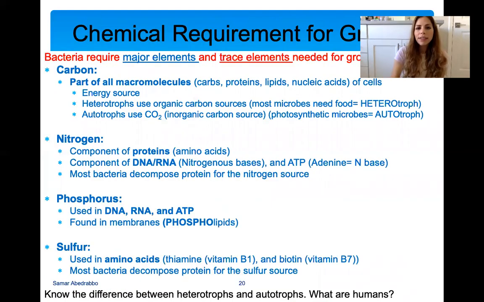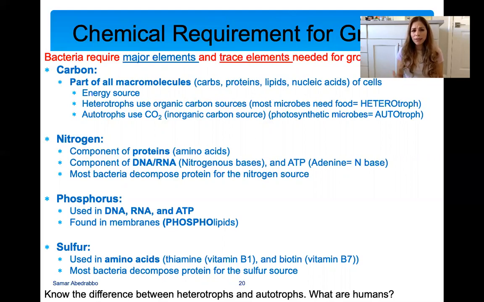Okay, and then finally, when we grow bacteria in lab, we want to make sure that nutrients are present so that they can grow effectively in lab. So bacteria have major elements that they require, and they have trace elements. Major elements that we see that are important are carbon, nitrogen, phosphorus, and sulfur.